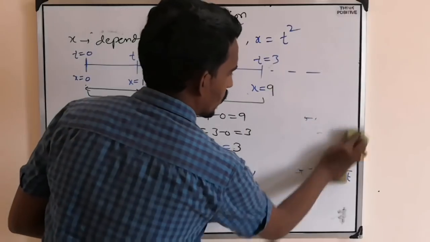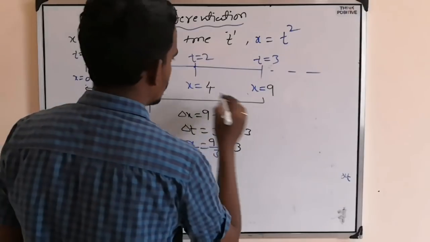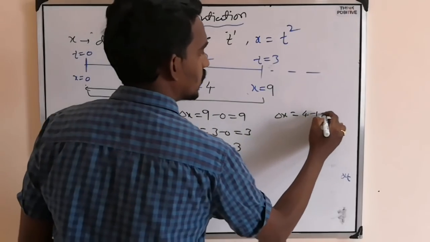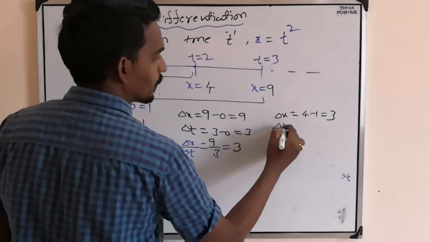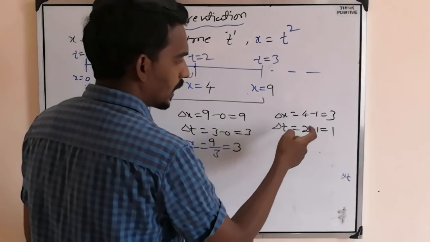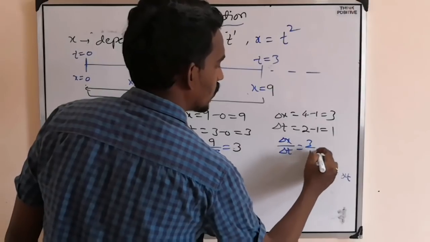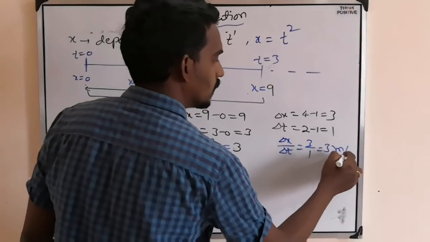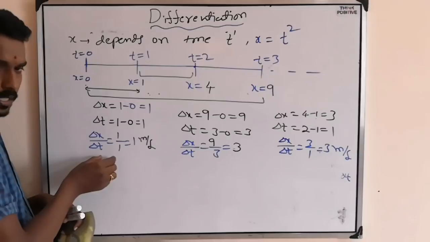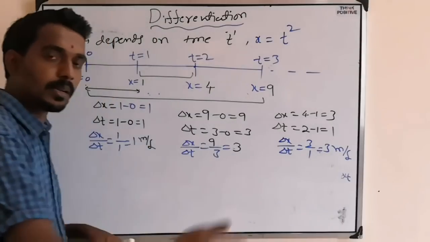Or else you can take one more value also. You take suppose 1 to 2. Now take from 1 to 2. What is delta x? 4 minus 1, 3. What is delta t? 2 minus 1, 1. So this is delta x, this is delta t. Now what is delta x by delta t? 3 by 1. How much? 3 meter per second. So when you take first second, the change is 1 meter per second. But when you take second, it is 3 meter per second.